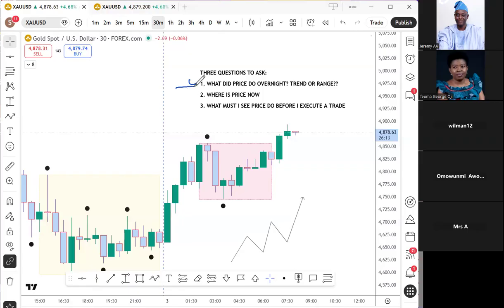So, what did price do overnight? When we ask this question, we have a mind. We're looking for either a trend or a range. Okay, so in this instance here, when we look at this, what did price do overnight?